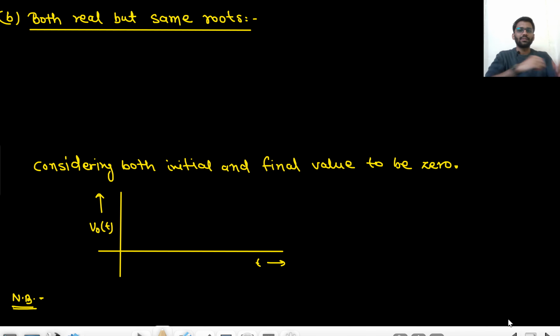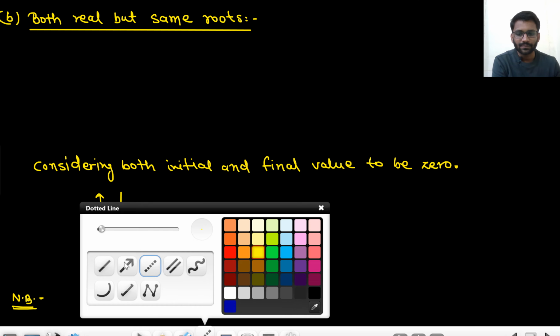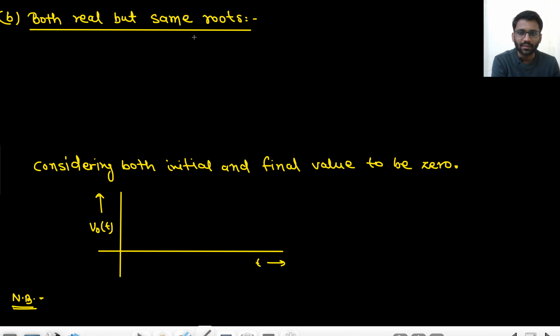Now coming to the second condition where both of the roots are real but same roots. Here the roots are real but the roots are same. So how will the graph look like of sigma j omega? S plane it is.